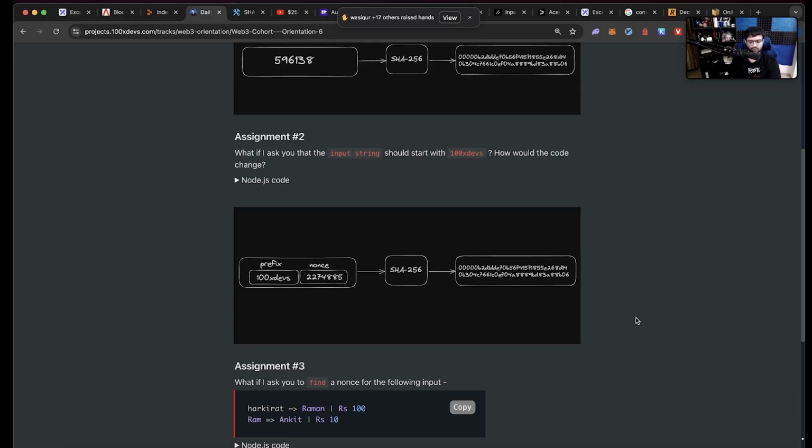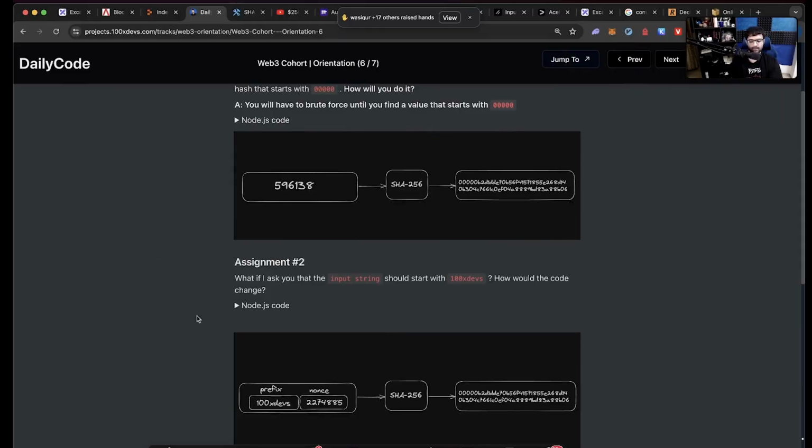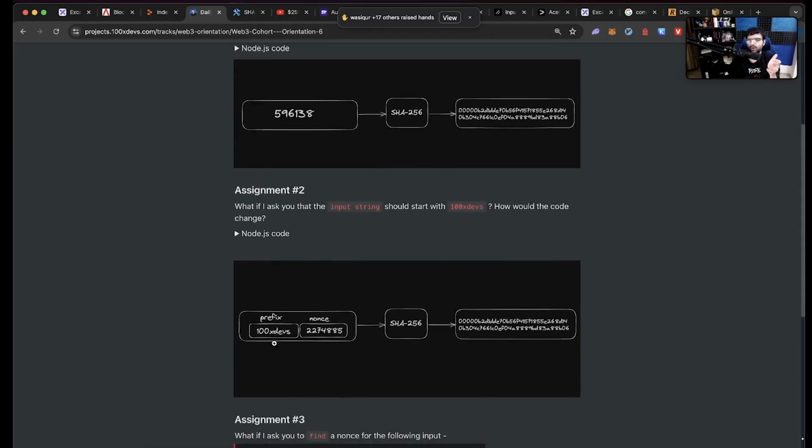Can you solve problem number 2? I'll wait until 8:50 and then I'll just show the solution. If you've been able to solve problem number 1, you just have to change one line of code and you'll be able to solve problem number 2 as well.